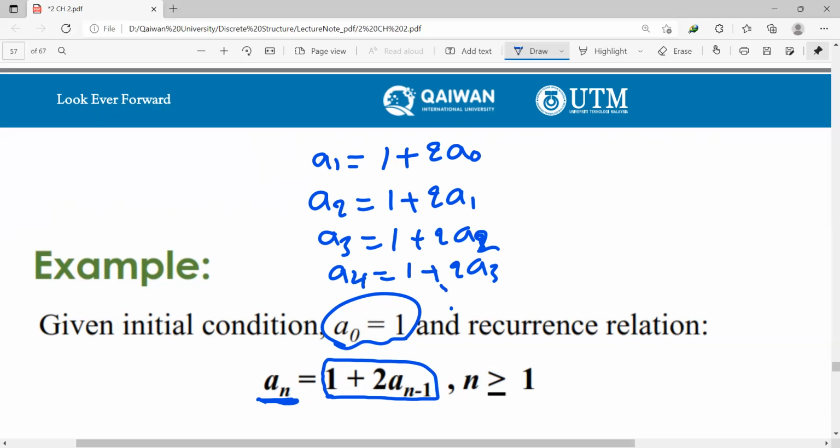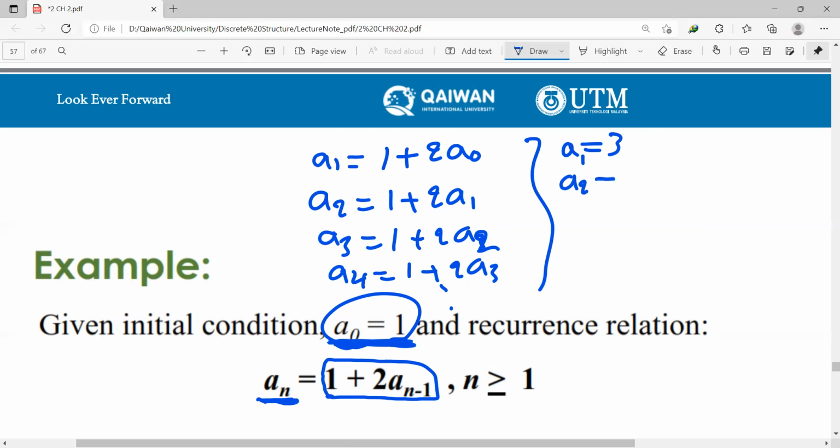To find the first few terms of the sequence, we say A1 equals 2 times A0 plus 1. A0 is given. It's 1. This is the initial condition. 2 times A0 is 2, plus 1 is 3. This is A1.